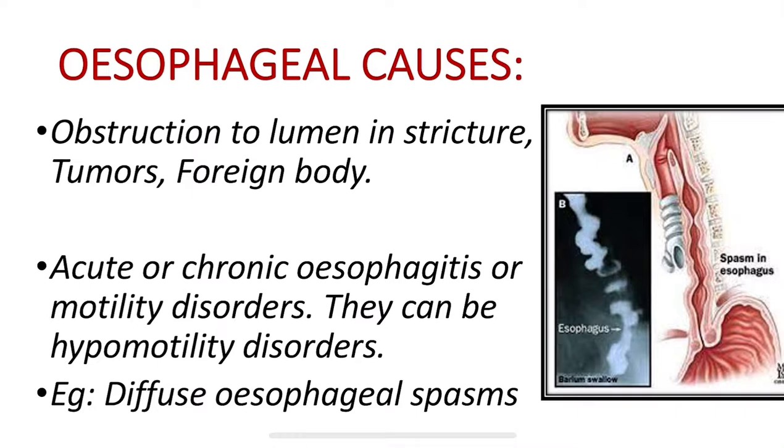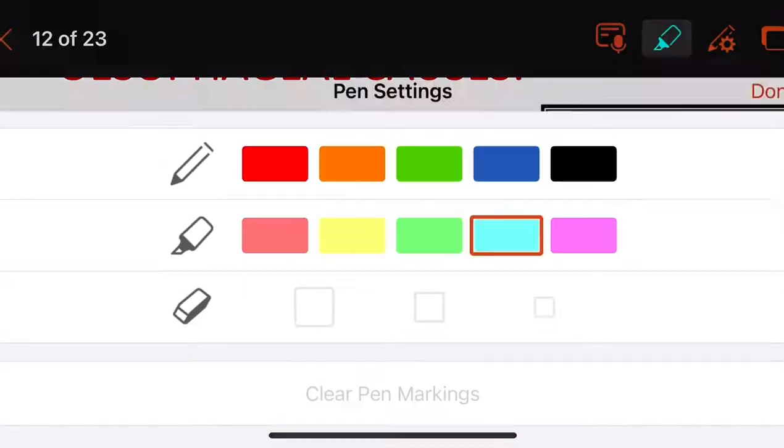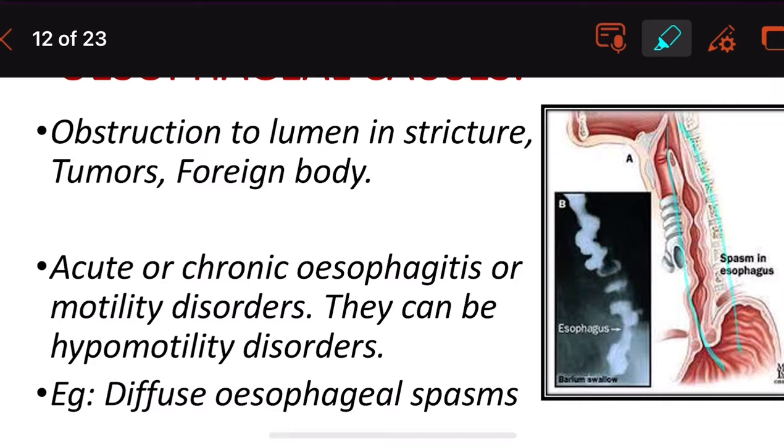We saw the pre-esophageal, pharyngeal. Now we are seeing the esophageal causes. In the esophagus, there could be an obstruction to the lumen. So the lumen of the esophagus, you see the esophagus here, the lumen, the lining of the esophagus. Whenever there is an obstruction to the lumen of the esophagus, it is in conditions like stricture, tumor, and foreign body. Then we see the acute and chronic esophagitis or motility disorders.